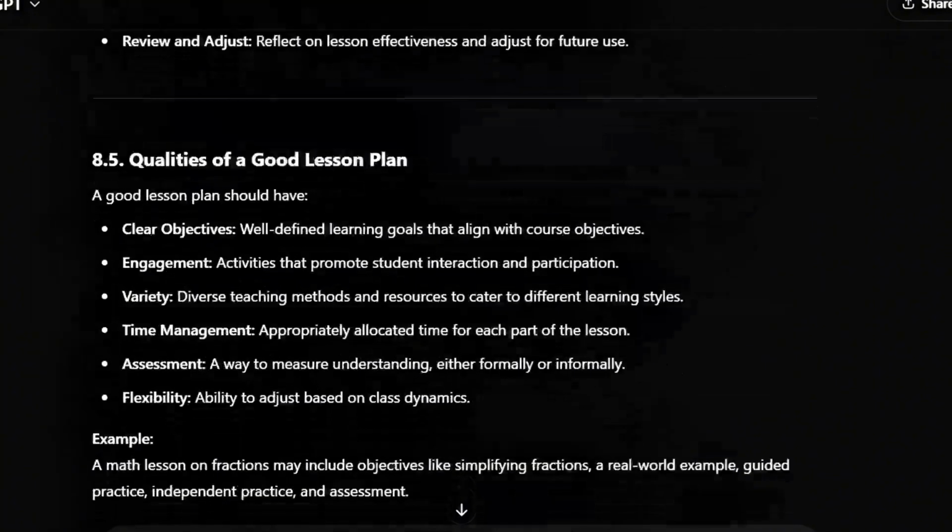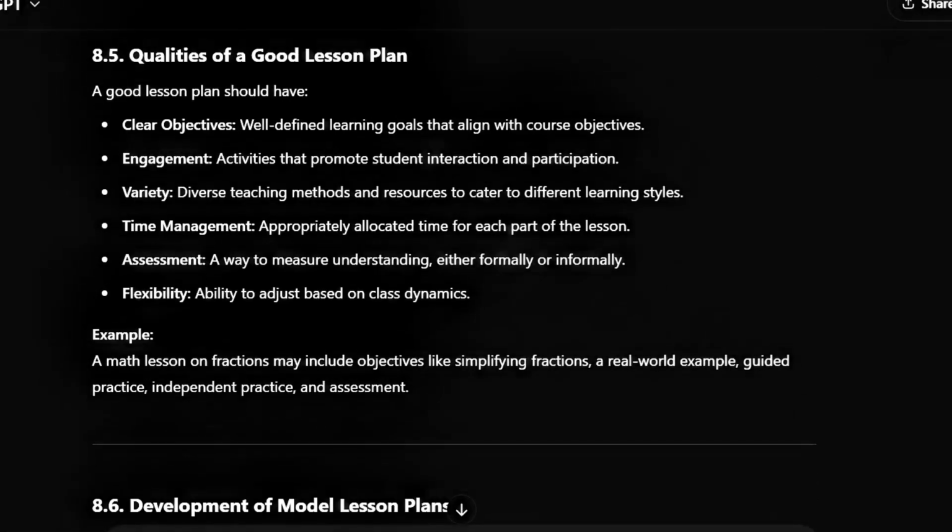8.5. Qualities of a good lesson plan. A good lesson plan should have clear objectives, well-defined learning goals that align with course objectives, engagement, activities that promote student interaction and participation, variety, diverse teaching methods and resources to cater to different learning styles, time management, appropriately allocated time for each part of the lesson, assessment, a way to measure understanding either formally or informally, flexibility, ability to adjust based on class dynamics.